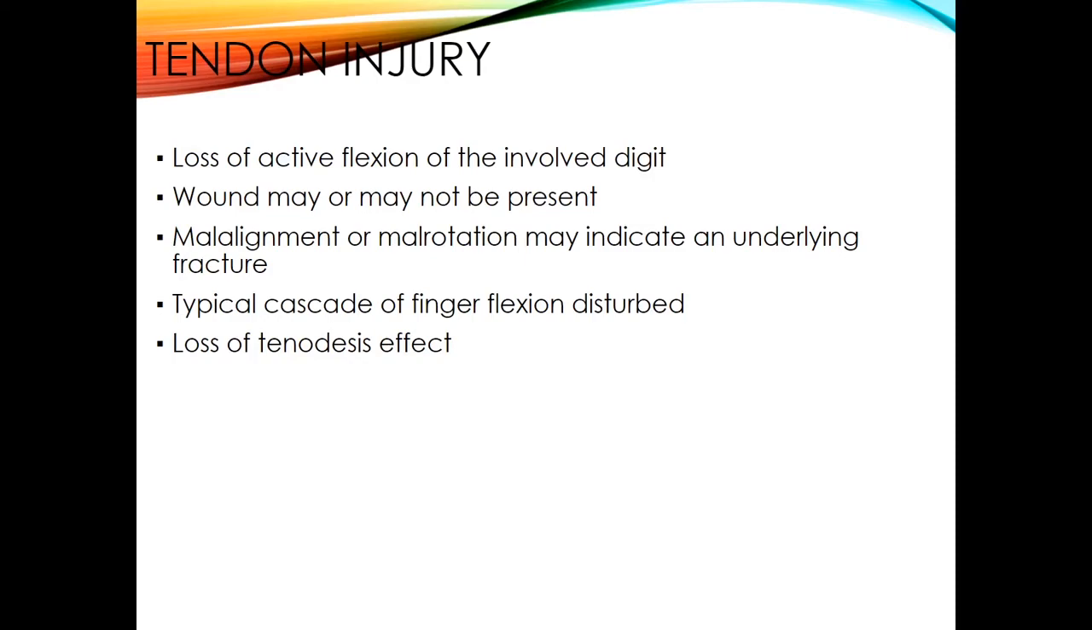And then the loss of the tenodesis effect. So take the wrist into full extension, the fingers should come into passive flexion. And then as you passively flex the wrist, the digits should just extend. Now, if this is not intact, you need to have a high suspicion for tendon injury.